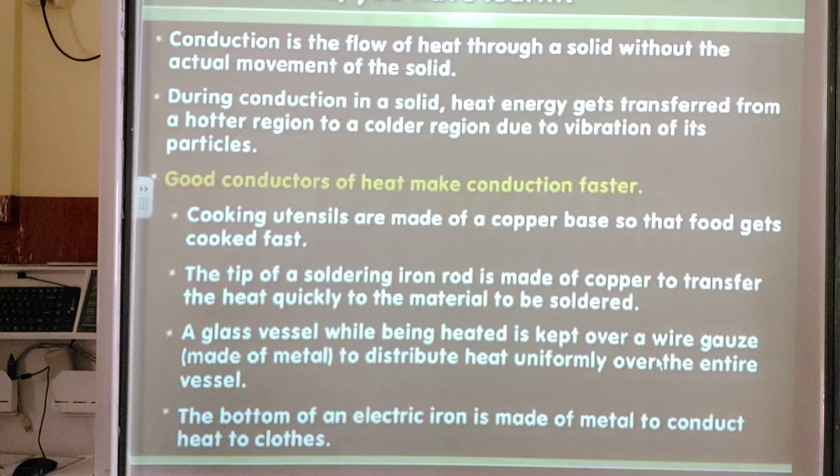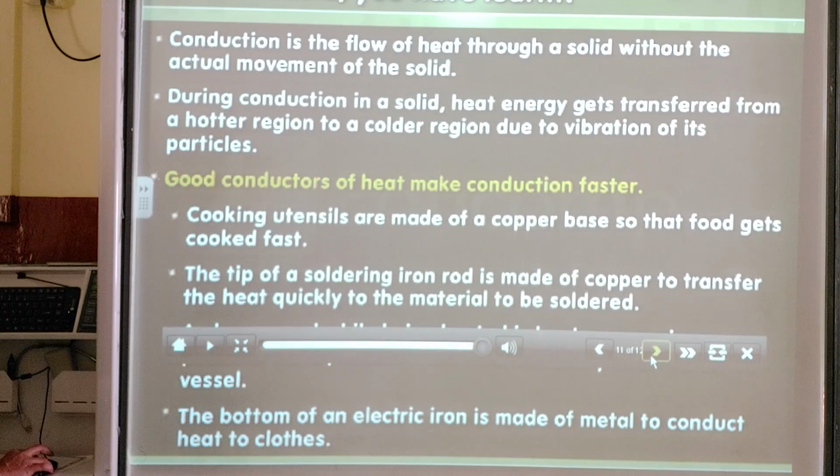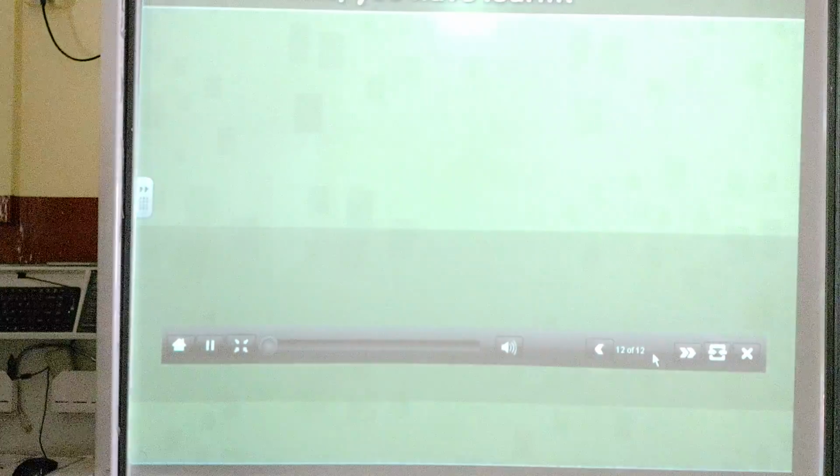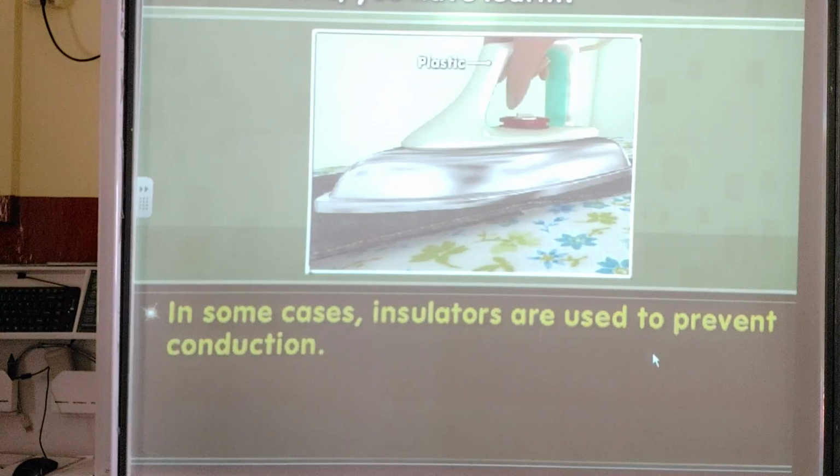So now here we have studied conduction. Now let us study convection. What is convection? Now are you sure what is conduction? Can you define it? Conduction is the flow of heat through a solid without the actual movement of the solid. During conduction in a solid, heat energy gets transferred from a hotter region to a colder region due to the vibration of its particles. And already you know what conductors and insulators are. I have explained them. In some cases, insulators are used to prevent conduction.